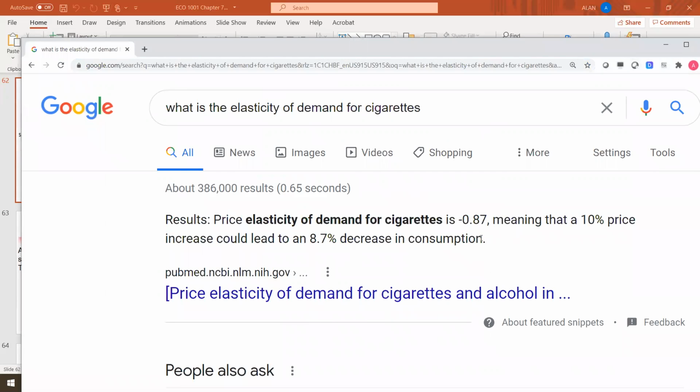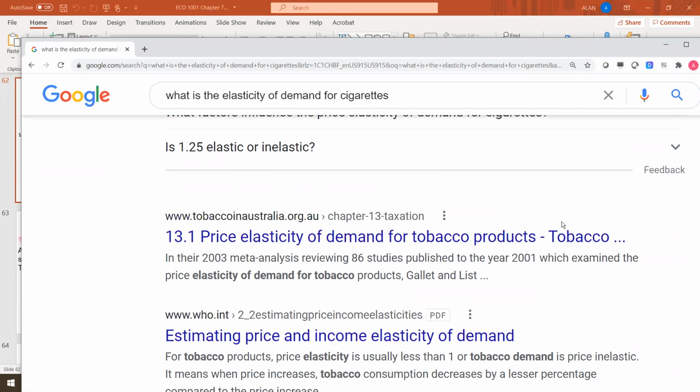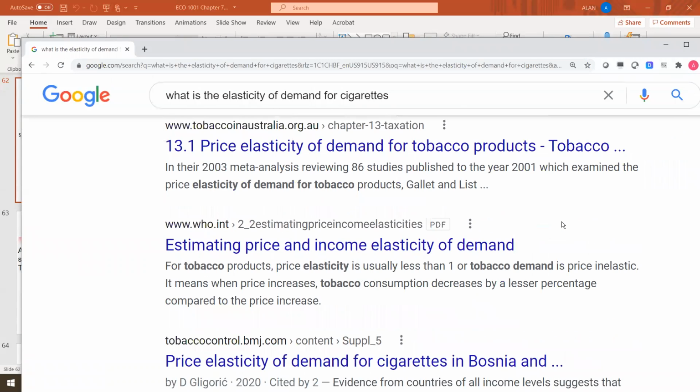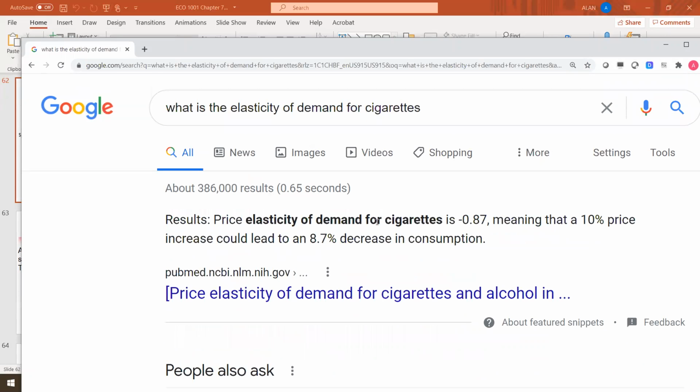Oh my God. Wow. It's actually higher than I expected. 0.87 without the sign. It's only just slightly under one. I'm kind of surprised. And of course, the reason for that is because cigarettes are addictive and people find it hard to give them up. And so I honestly would have thought the elasticity would be even lower than that.